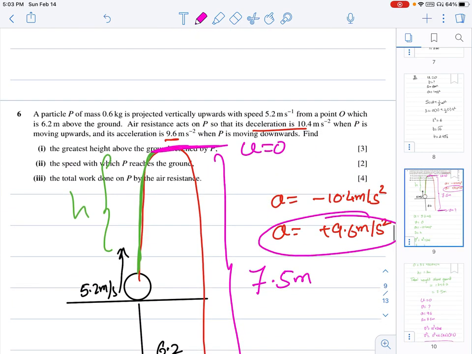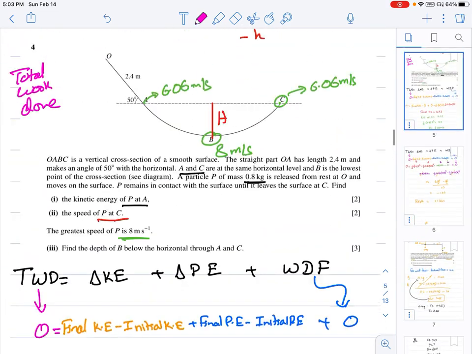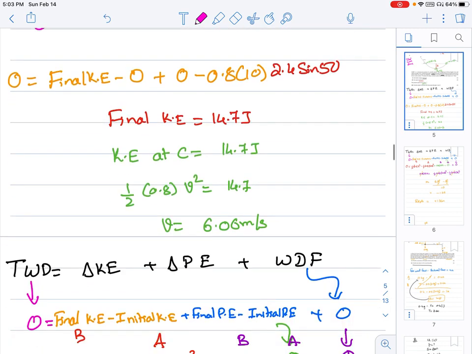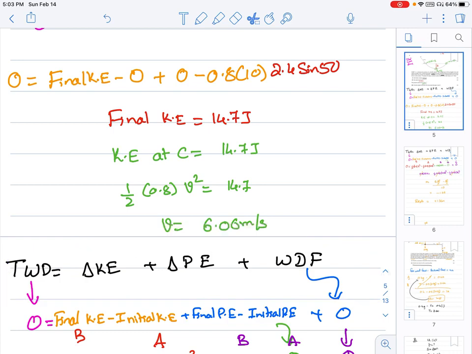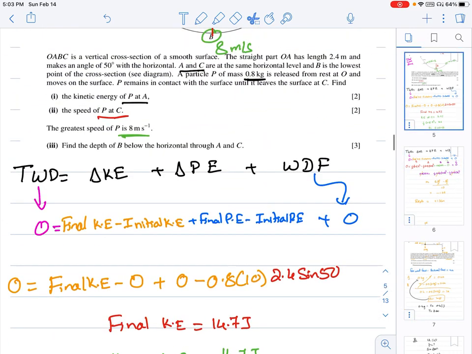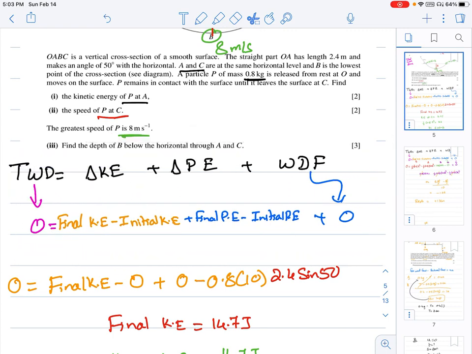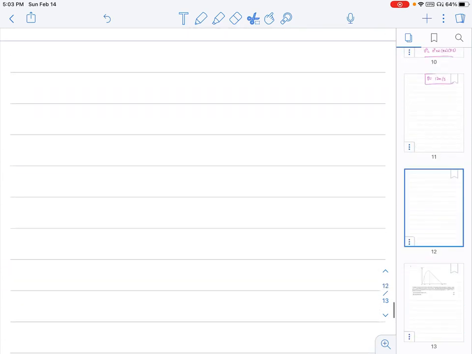Last part, total work done on P by the air resistance. If we remember, we have a formula for total work done. We take that formula, and we paste it here.